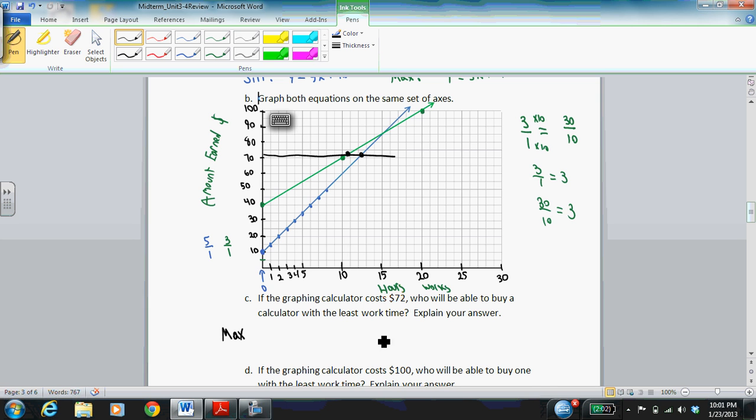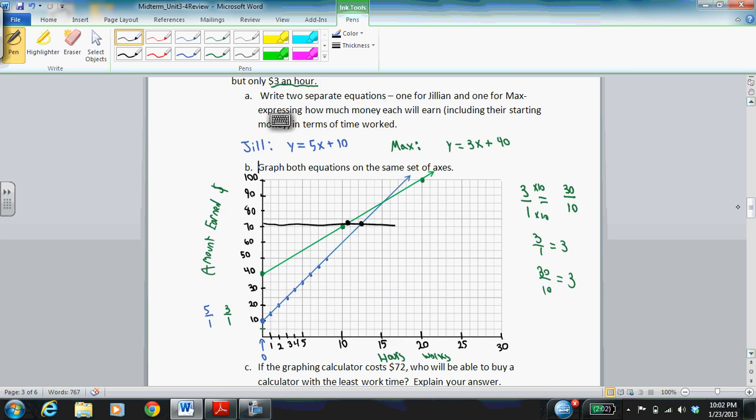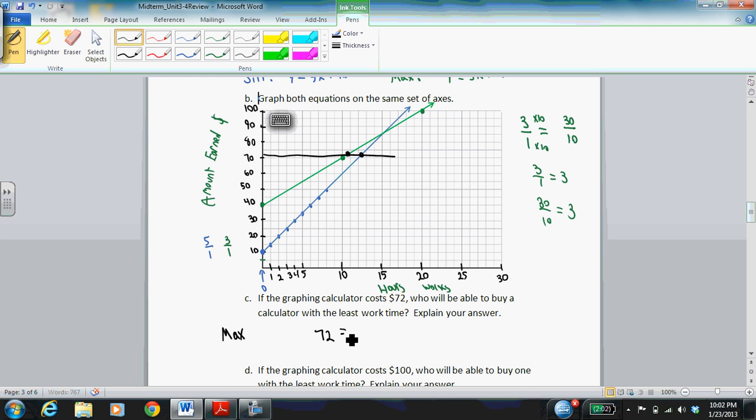So we could look at each equation. So 72 is an amount earned, so it would go into Max's rule for y. So it'd be 72 equals 3x plus 40, and we want to solve that rule for x. So if you solve that for x, you should get x equals 72 minus 40 is 32, and 32 divided by 3 won't come out perfectly even, but that is approximately 10.67. So for Max, it's 10.67 hours.